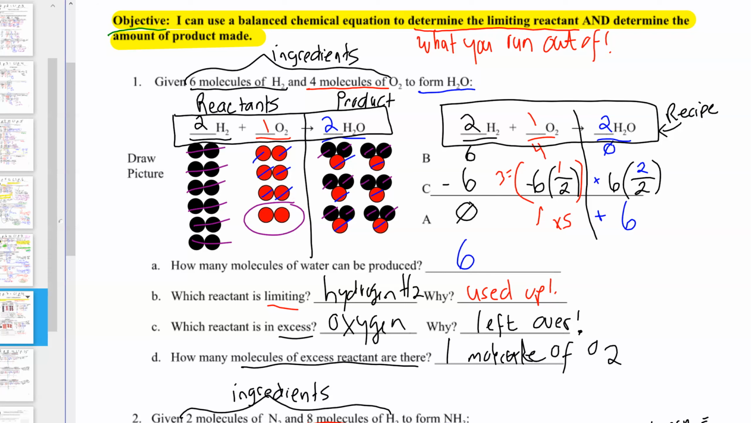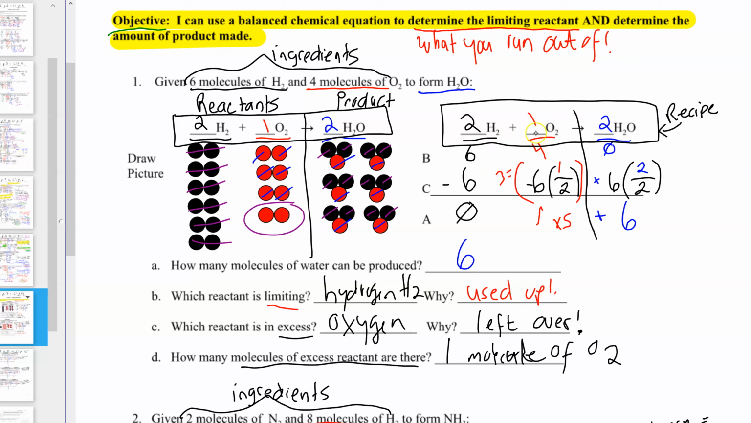So we've got our balanced equation recipe right here. We started with 6 molecules of H2 and 4 molecules of O2. And when we look at this, we want to try and guess what we'll run out of. So looking at that balanced recipe, I need twice as much hydrogen as oxygen. So if I use up all 6 of these, I would need exactly how many of these? Twice as much? I would need to have 3, right? So if I had 3 oxygen, I would need exactly 6 of that.